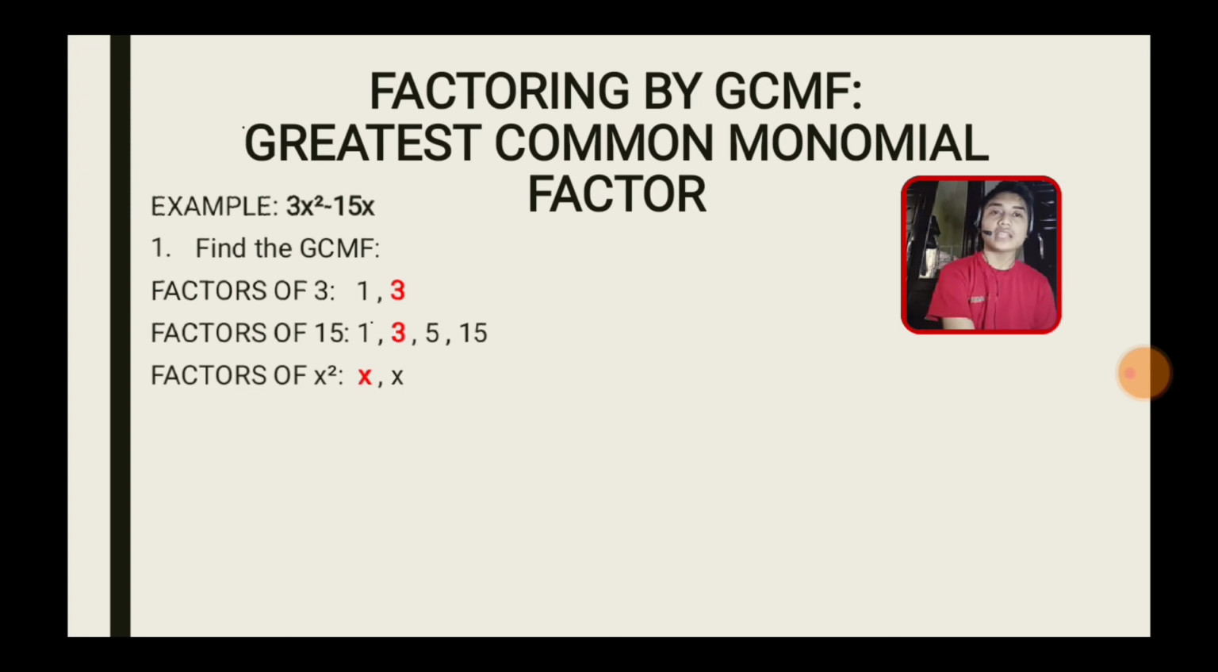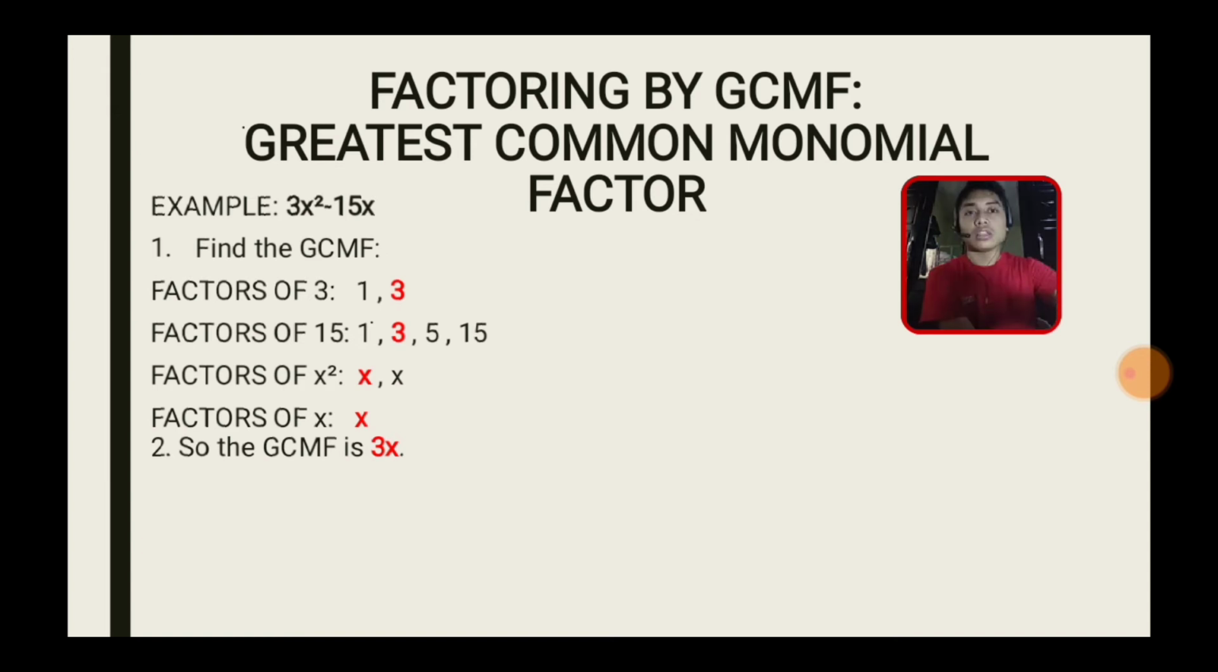Sumunod, we have x squared, so we have x times x and x times x. Ganun lang yun. Kaya xx. Next, factors of x, so we have only x. So, the greatest common factor is only x. Kung ano nila yung mag-common, so isang x lang. So, the GCMF is 3x. So, pinag-combine lang natin.